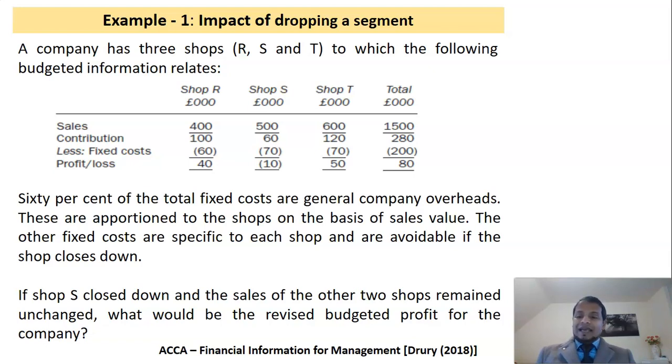If shop S closed down and the sale of the other two shops remained unchanged, what would be the revised budgeted profit for the company? So let's see what's the impact of dropping S or closing S.